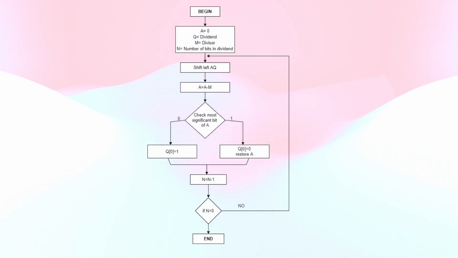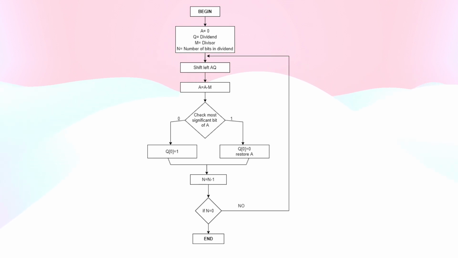What's displayed on your screen is the flowchart for the restoring division algorithm. As you can see, the beginning and the end are displayed over here. Also in between you can see the second rectangle, A is equal to 0, Q is equal to dividend, M is equal to divisor. Here we are putting the values of the dividend and divisor into registers Q and M respectively. The A register is initialized as 0. Then we do a left shift for AQ, and then we store the value of A minus M in the register A.